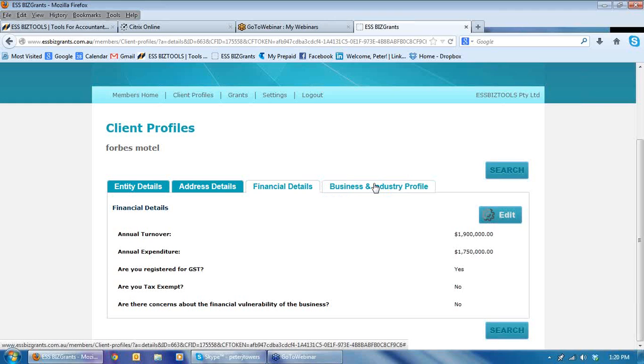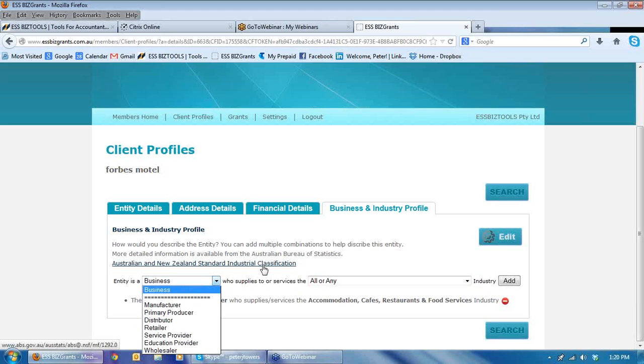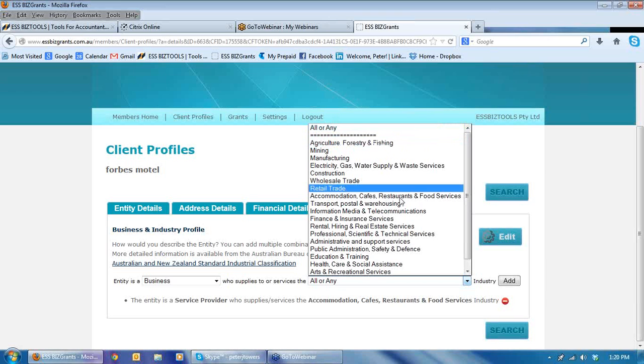The next question you need to answer is the business and industry profile. Now, the business potentials are determined from the Australian and New Zealand industrial classifications, so they're there, so you need to click onto them. We have already decided that this is a service provider type business, it's a motel, and you also need to determine the type of industry, and we have determined in this case it's the accommodation, cafe and food services, because what we're dealing with is a motel.